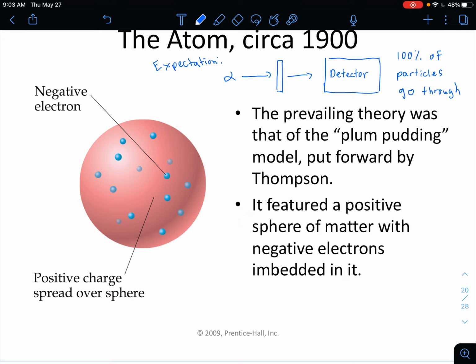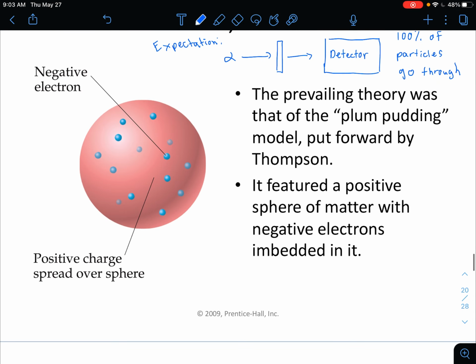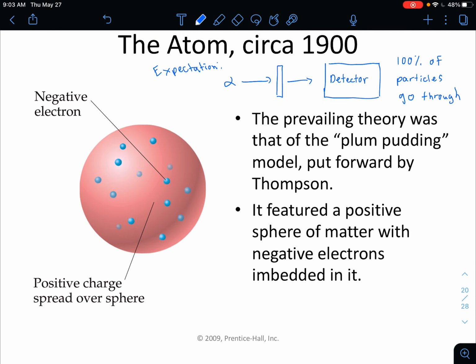And to be fair, you're not supposed to go into a science experiment with expected results necessarily. See what it tells you and then go from there. But that's the expectation, assuming the plum pudding model is correct. I think I told you earlier it's not correct, and we're going to see that.